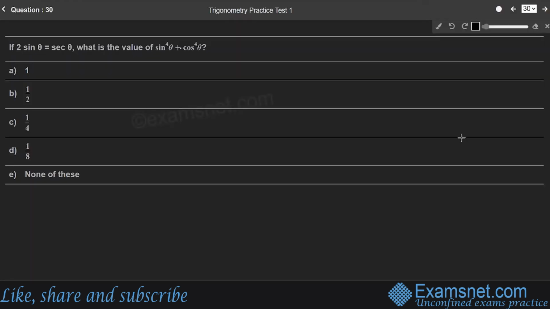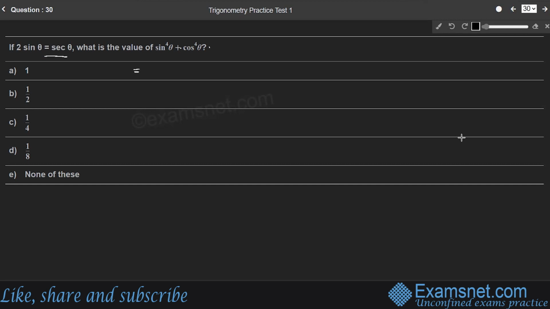Question number 30. If 2 sine theta is equal to secant theta, what is the value of sine raised to 4 theta plus cos raised to 4 theta? An easy question, students. So here the given expression is sine raised to 4 theta plus cos raised to 4 theta.